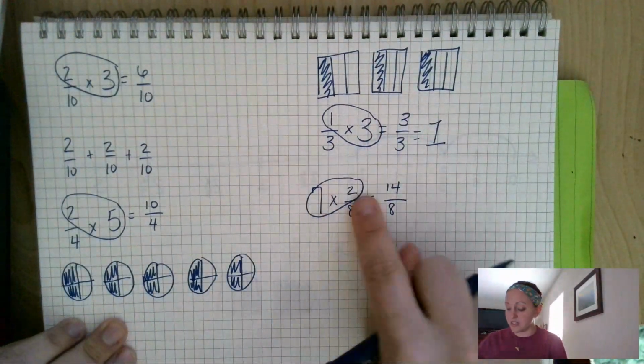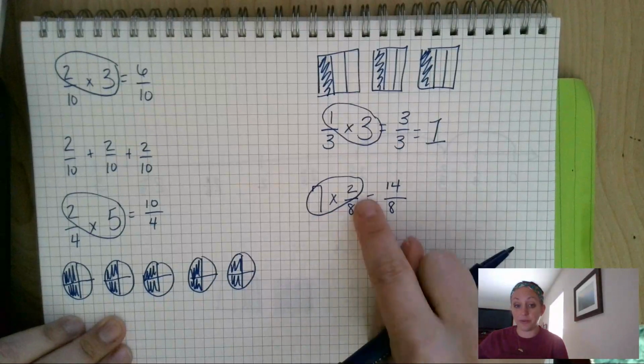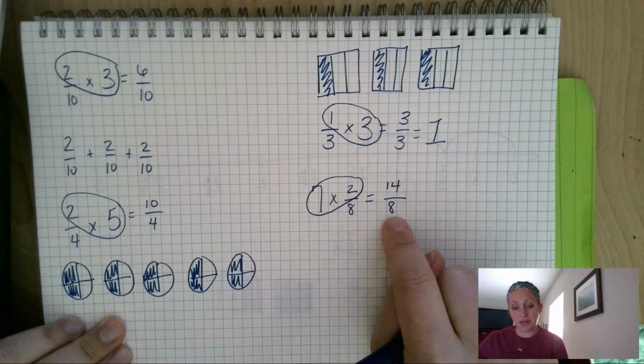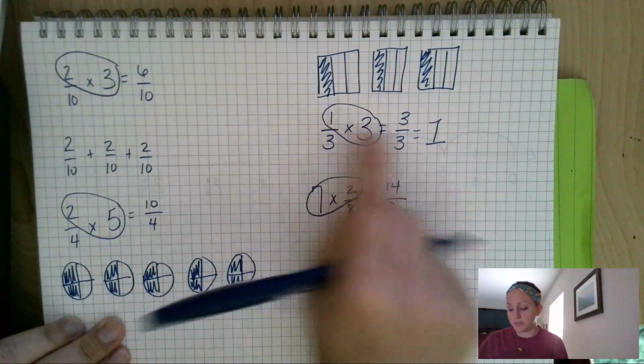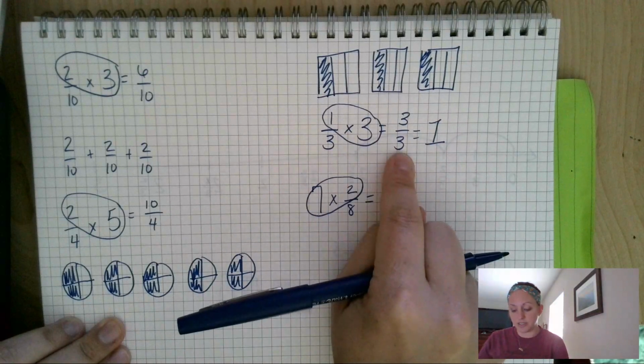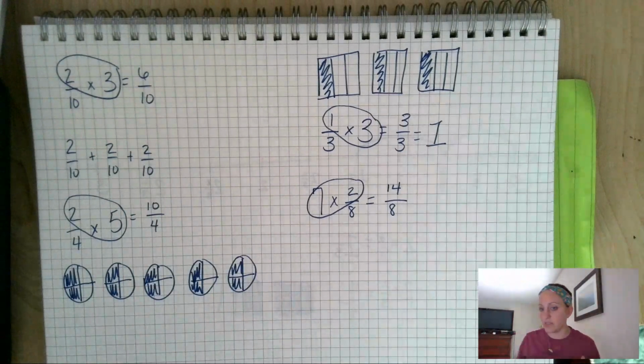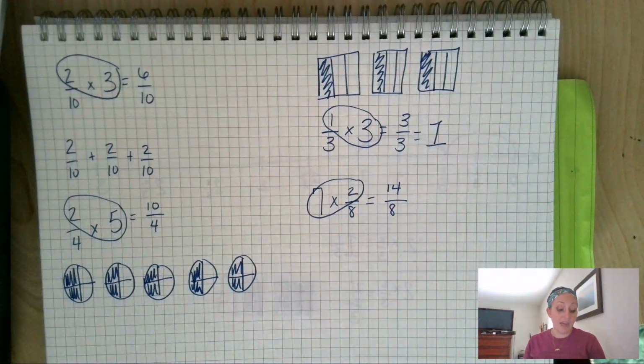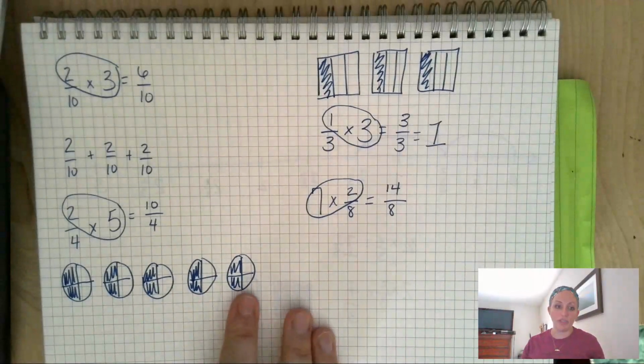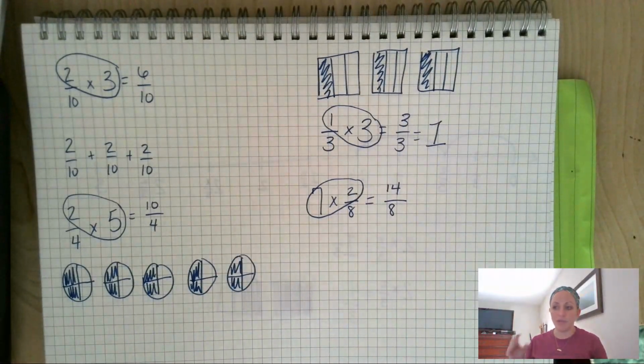Honestly, my favorite way to represent this is either drawing pictures and models, or using this strategy where I know it's the whole number times the numerator, and the denominator stays the same. It makes it really, really simple to do it that way. And if you are not great with your multiplication facts, you can use these fraction models to help you find the answer really easily because all you're doing is counting it out. This should help you out with the rest of your lessons about this.